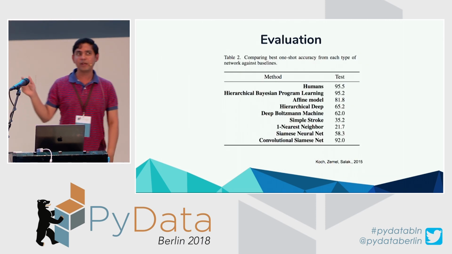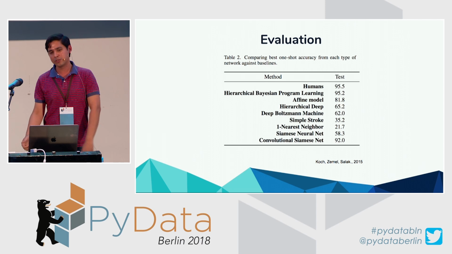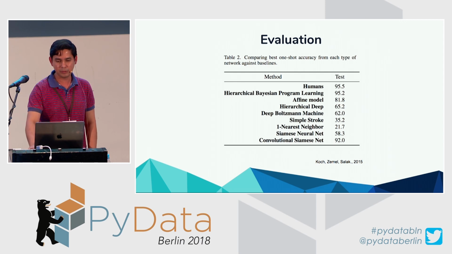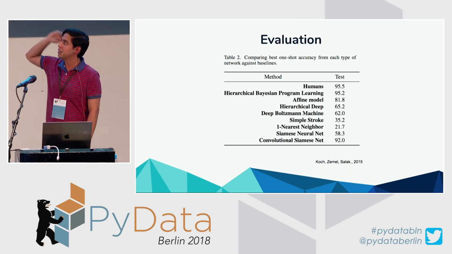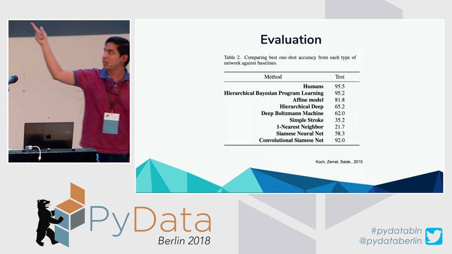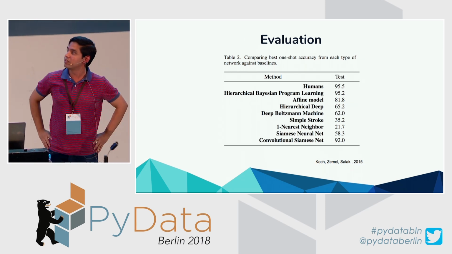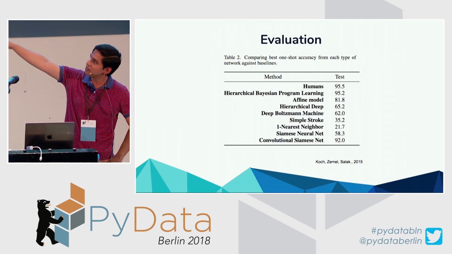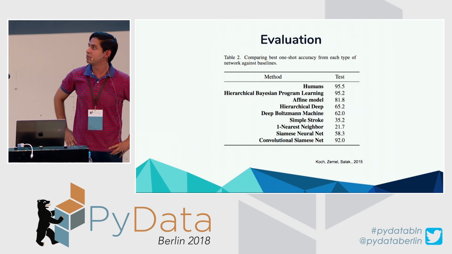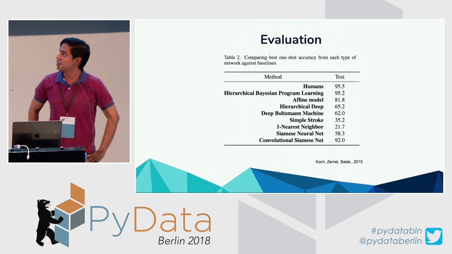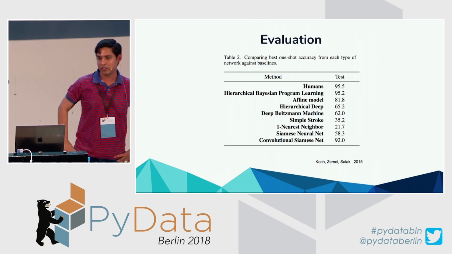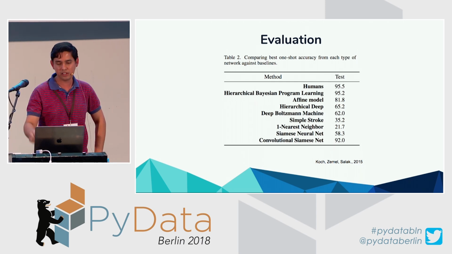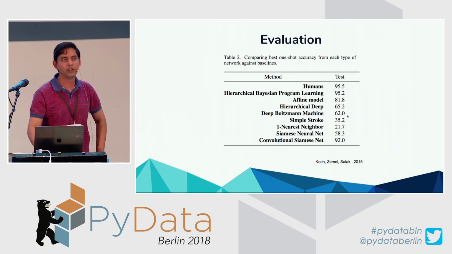I'm not going deep into the mathematics because of time constraints, or the code, because there's a lot of code available online as well, so you can just hook up onto that. So here you see the evaluation metrics. The second one is HBPL by Brenden Lake. You see the performance is very close to humans. And the convolutional Siamese net, this was done by Koch, Zemel, and Salakhutdinov. The references are there. They reached a performance of 92% accuracy. The baseline was basically KNN, nearest neighbors, which is here, which reached around 21.7.